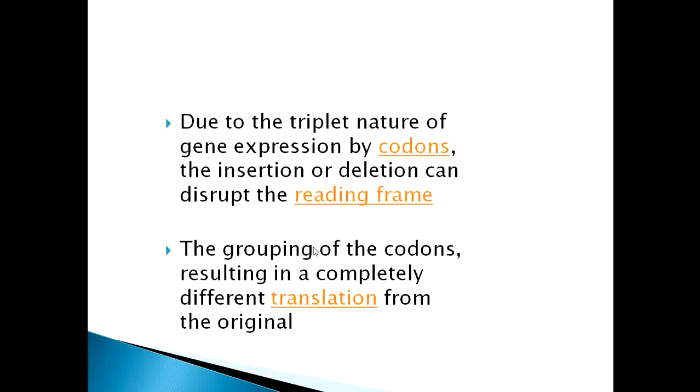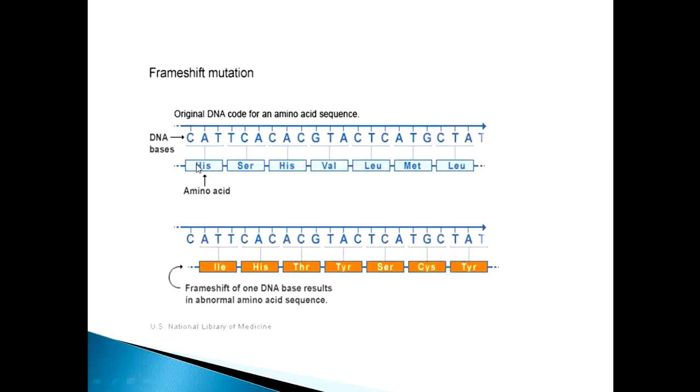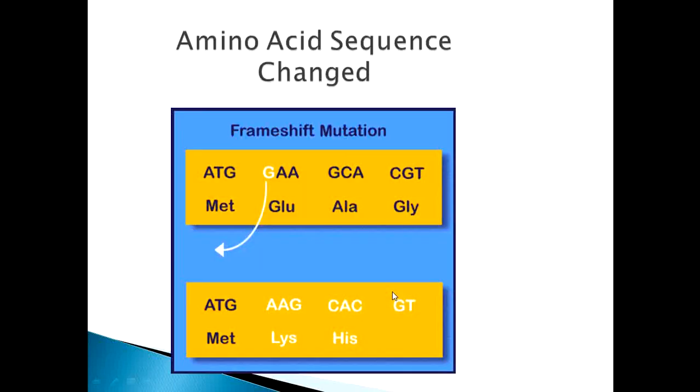Due to the triplet nature of codons in gene expression, the insertion or deletion can disrupt the reading frame, the grouping of the codons, resulting in a completely different translation from the original. You can see if C is deleted here, all the sequence of amino acids is changed. Again here, if guanine is deleted here, the result is formation of different amino acids because all the reading frame is changed.